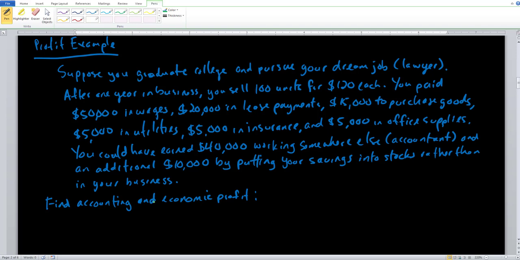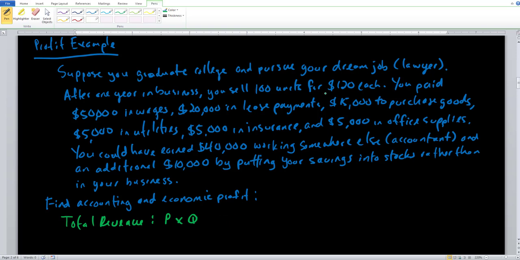So where would you want to go ahead and start? First, you probably want to find out what your total revenue is going to be. Remember, total revenue minus all of your costs is going to give you your profit. And total revenue is simply going to be price times quantity, as we've always said before.